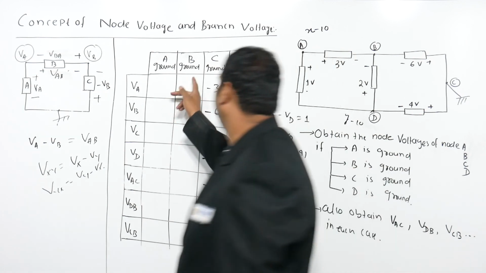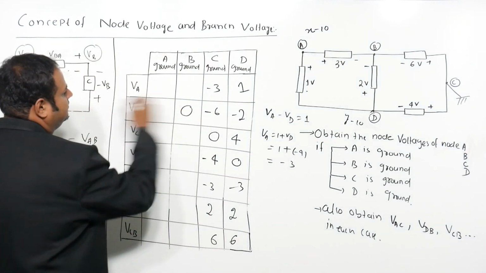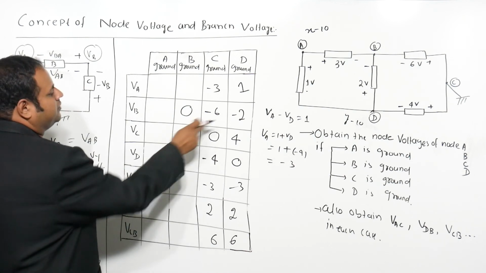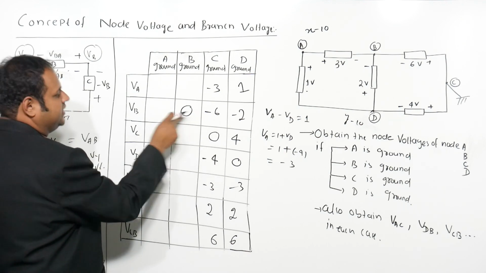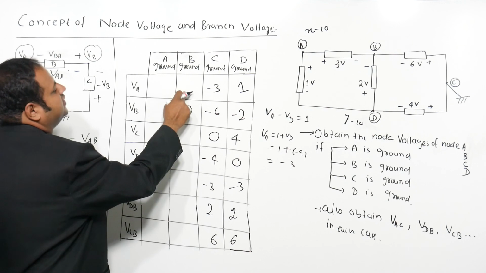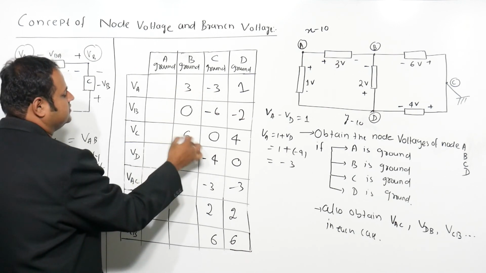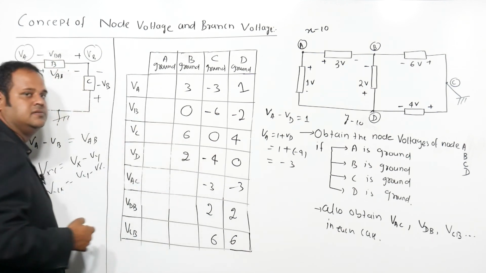What is the meaning of B is ground? The meaning of B is ground is VB is 0, right? VB is 0. When I say VB is 0, you see with respect to this column, there is a 6 increment, right? So if this is a 6 increment, this will be minus 3 plus 6 is equal to 3 volts. This will be 0 plus 6 is 6 volts. This is minus 4 plus 6 is 2 volts.